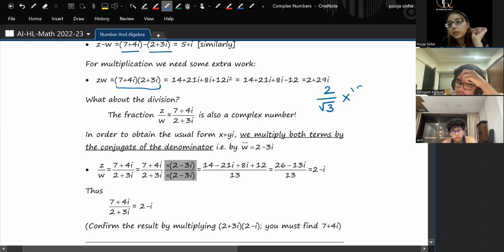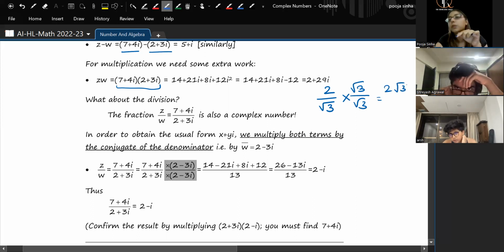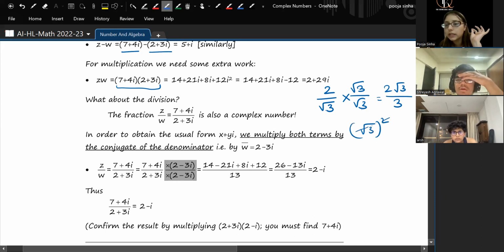So what did I do? Multiply with this, right? So this becomes, I still have a root 3, but now it is in the numerator, which is okay, which is fine. Over 3. Root 3 into root 3 is nothing but root 3 whole square. So this and this get cancelled out, and I'm just left with a 3. That is what I get here. This part is clear?